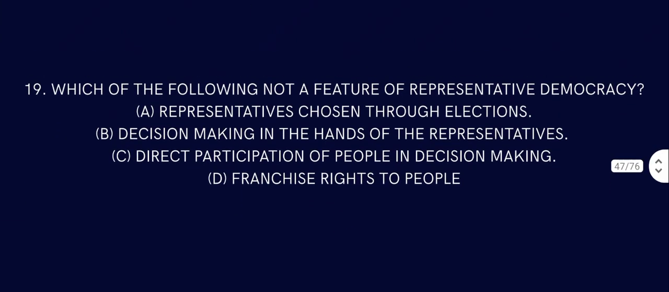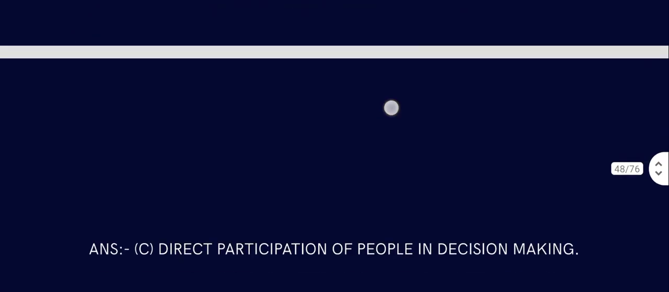Question number 19. Which of the following is not a feature of representative democracy? Representatives chosen through election, decision making in the hand of the representative, direct participation of people in decision making, or franchise right of people. So the answer is direct participation of people in decision making, because we give power to the representative. They make that decision for us. We don't directly participate in the country's decision making.